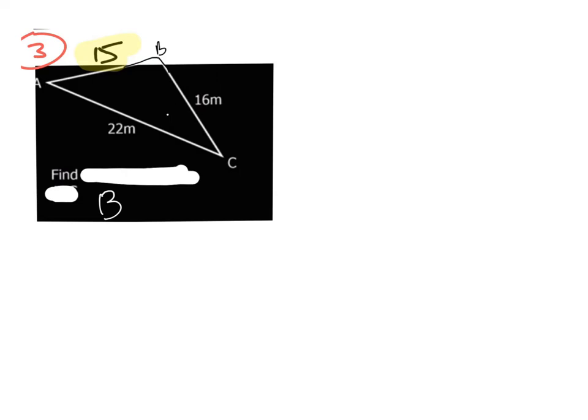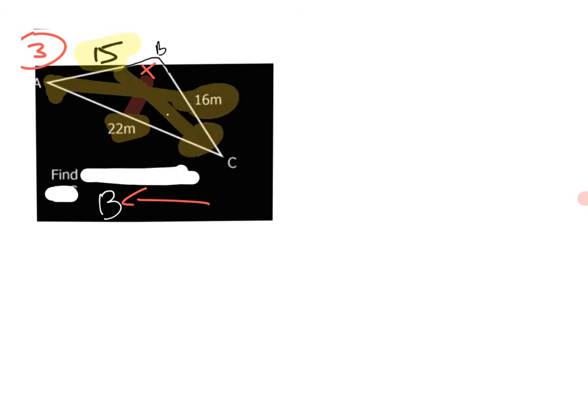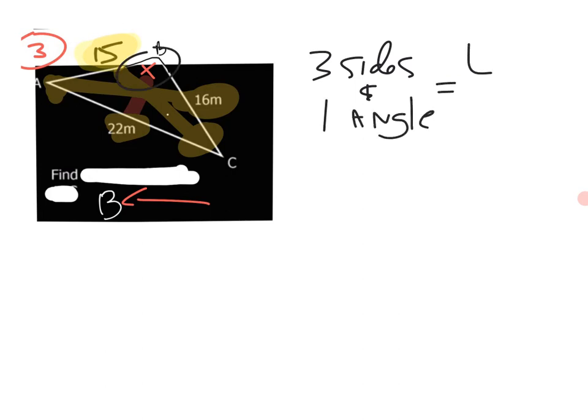Problem 3, here you are asked to find big B, so angle B. So we look and see what we're given. Here we're given side B, we're given 22. Here's angle A, so we're given side A. And here's angle C, we're given side C. So here we're given three sides and one angle, because we're trying to find angle B. So that means we're using the law of cosines.